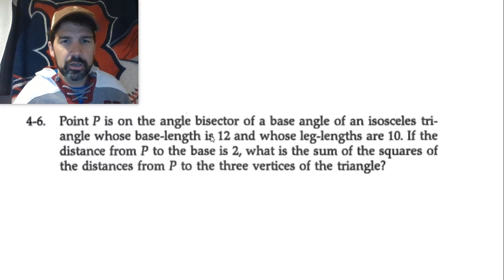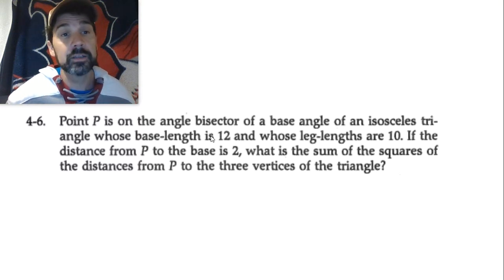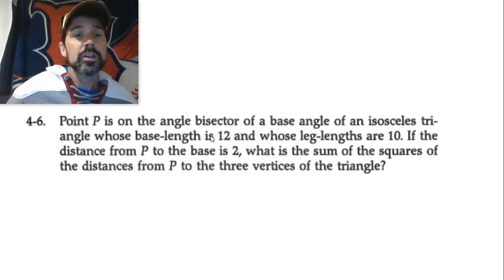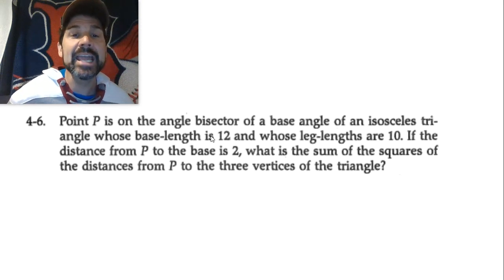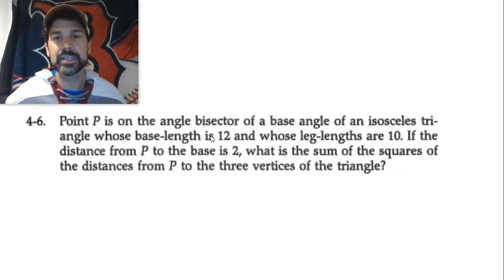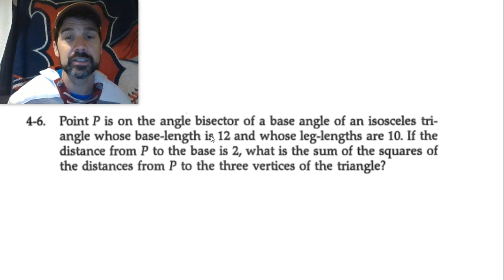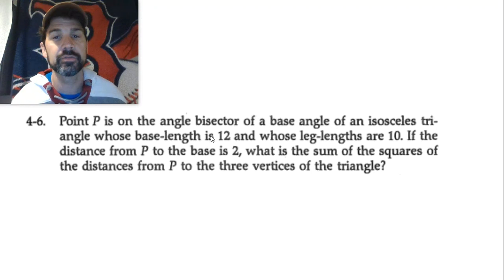Wow, we're already on to the last problem. Dang, that was fast. So point P is on the angle bisector of the base angle of an isosceles triangle whose base length is 12 and whose leg lengths are both 10. If the distance from P to the base is 2, what is the sum of the squares of the distances from P to the 3 vertices of the triangle?